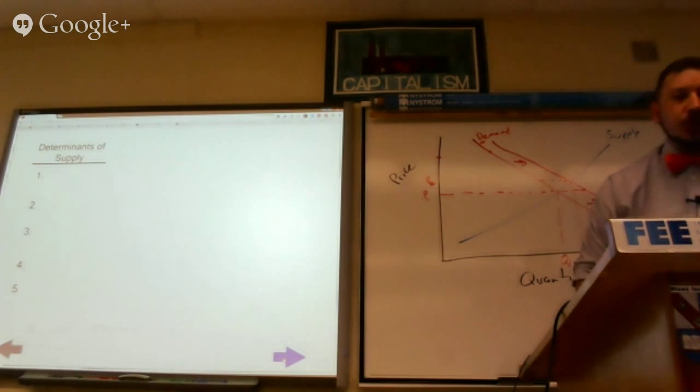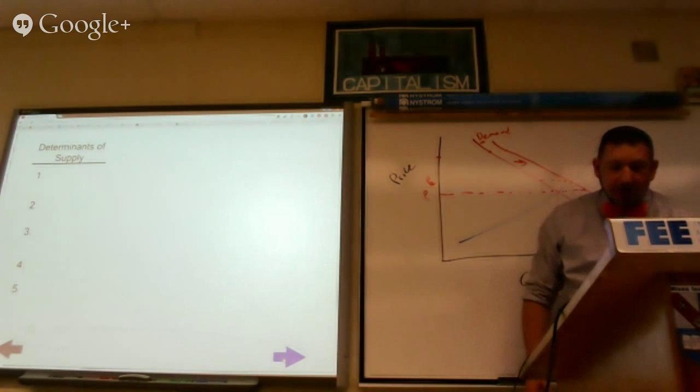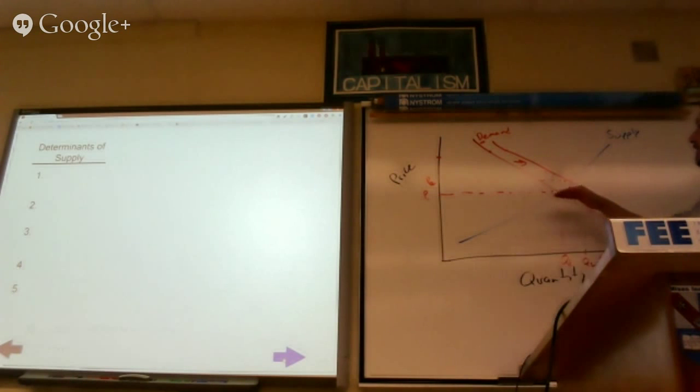Okay, so let's look at the determinants now of supply. These are things that are going to influence the supply curve, which means that I'm going to now need to erase the changes to my demand curve.